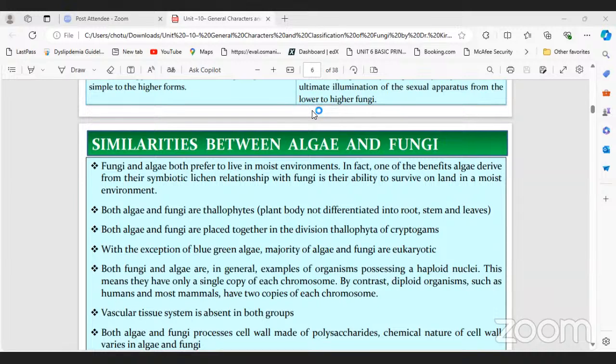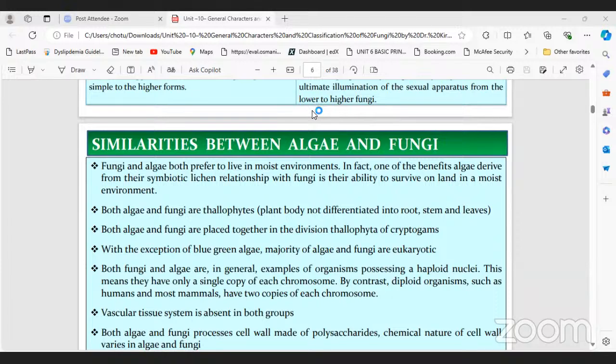Next one, similarity between the algae and fungi. What are the similarities? Fungi and algae both prefer to live in a moist environment. In fact, one of the benefits algae derive from their symbiotic relation is with the fungi. That relation is called lichens. Both combine together to form the lichens. Here, fungi have the ability to survive on land in a moist environment.